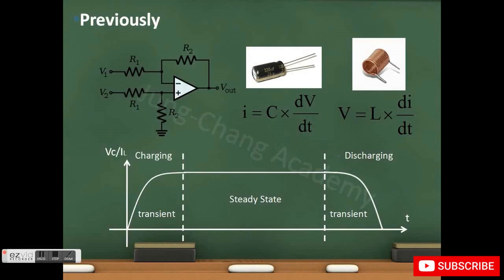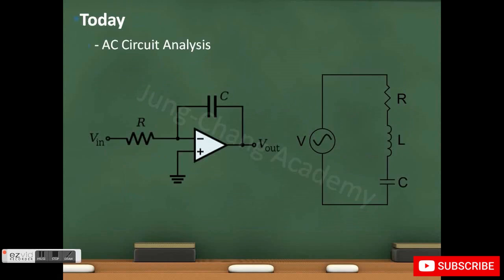In the last 8 lectures, we learned how to analyze an op-amp circuit with resistors. We also learned the characteristic behavior of the inductors and capacitors. So today and in the next lecture, we're going to slowly guide you to be able to analyze an AC circuit with resistors, capacitors, and inductors.